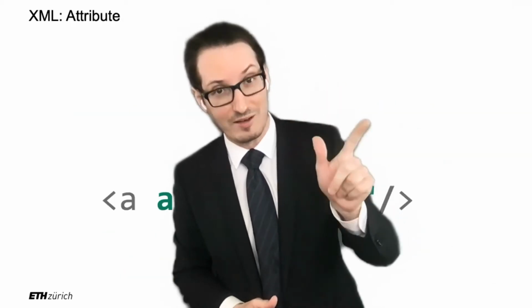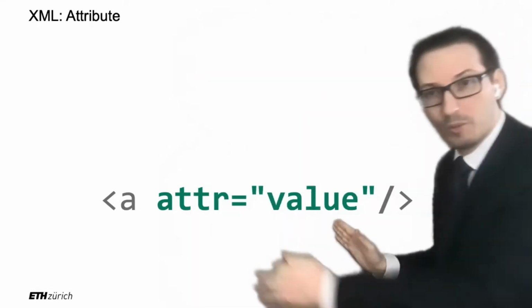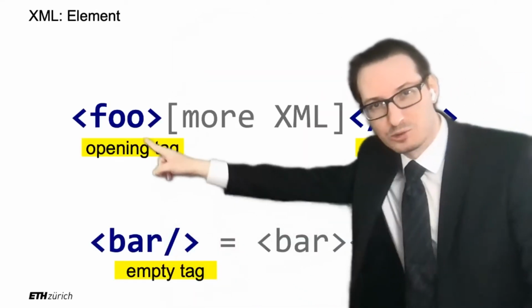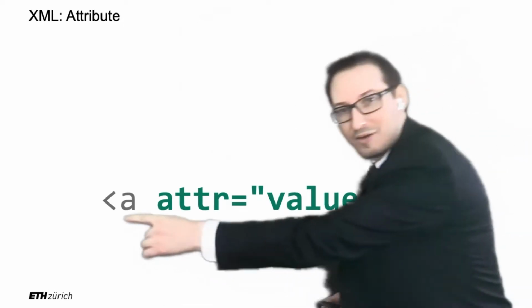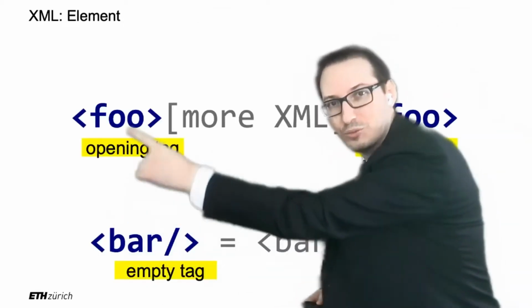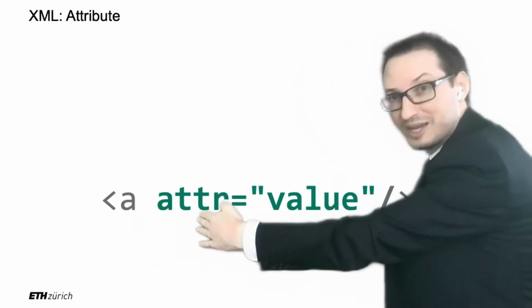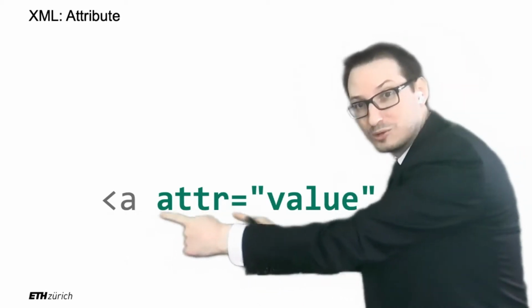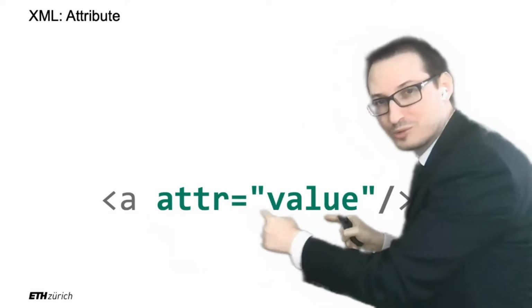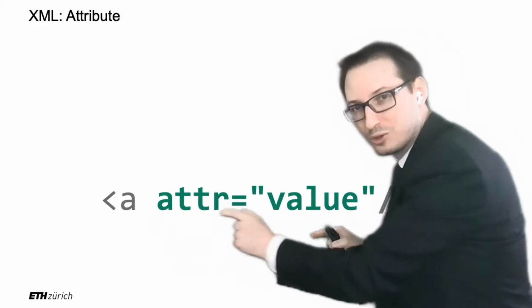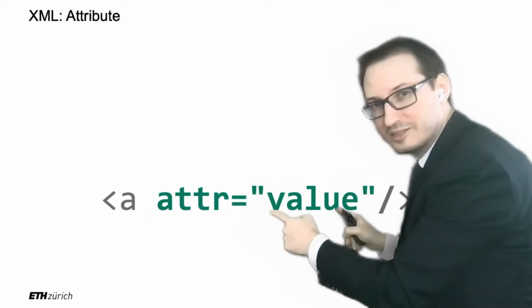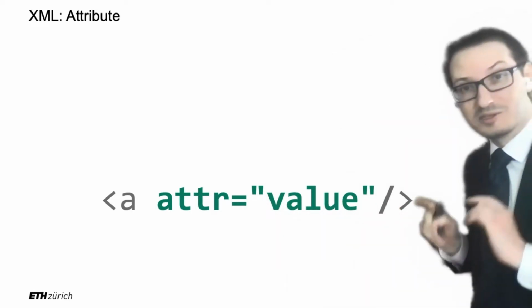The second thing we have is called an attribute. The attributes belong to the opening tags or empty tags, so either here or here. After the name, that would have been foo before, now it's a, there is a space, and then you can put key value pairs like that. So this is the name of an attribute, and this is the value of an attribute. So the name of the attribute without quotes, equals, and then quoted the value. All right, so this is called an attribute.